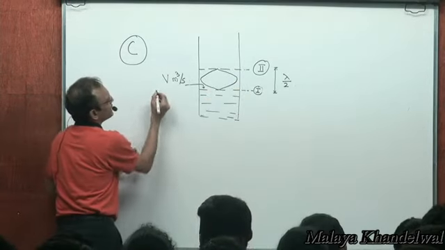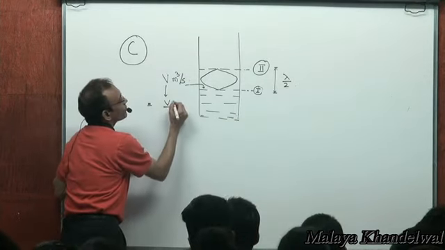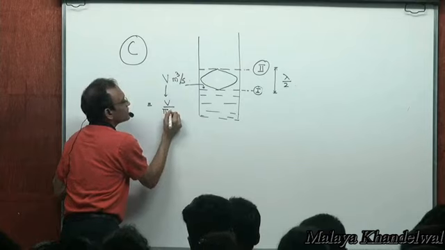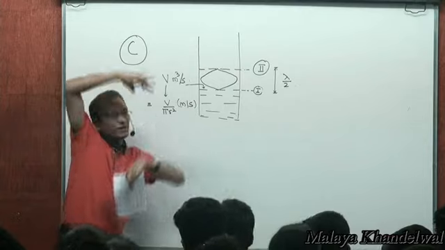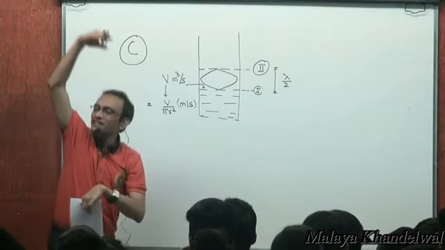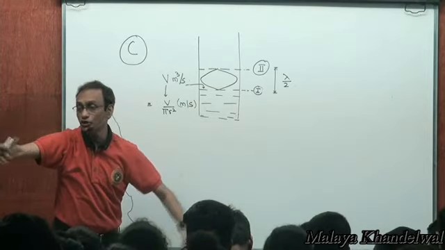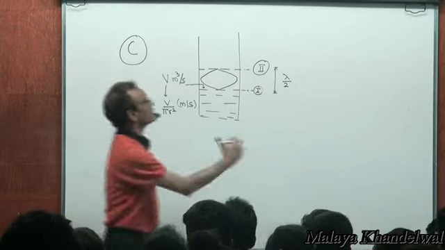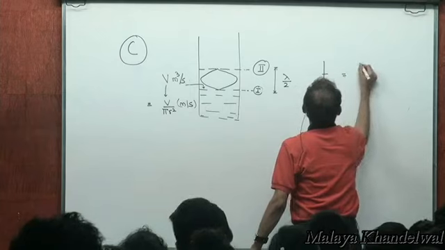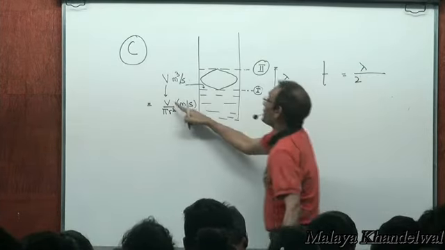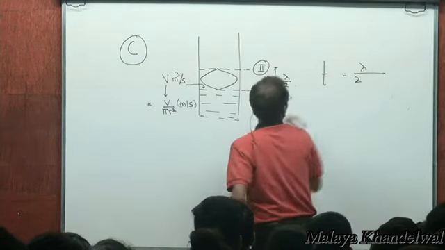See, V cubic meters per second in terms of length would be like V divided by pi r squared. So this would give me meters per second. This divided by the area of cross section would give me meters per second. Yes or no? That's the rate at which length is covered in the tube. V by pi r squared is the rate at which length is covered in the tube. Yes or no? Yes, sir. So then the time taken to cover lambda by 2 is going to be lambda by 2 divided by the rate at which meters are covered every second. That means V by pi r squared. Right?